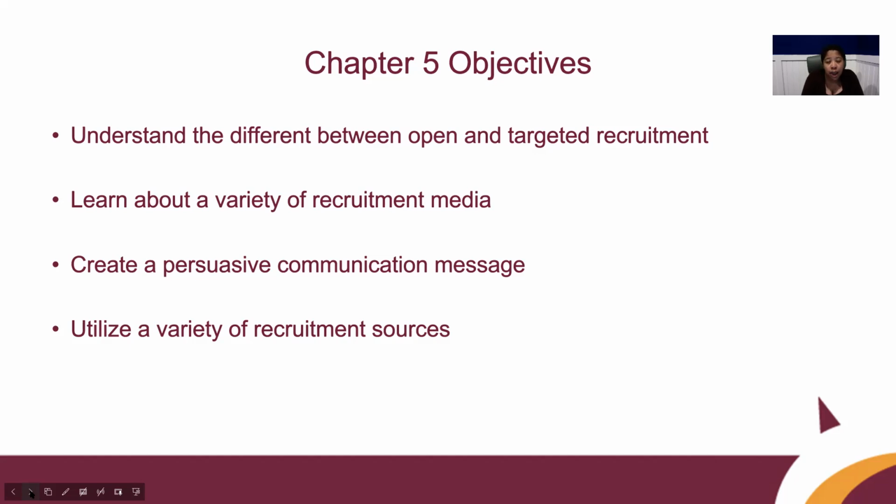We'll actually look at a communication message in recruitment and decide how we feel about that. And then lastly, we want to be able to utilize a variety of recruitment sources. And so we know as HR professionals, we can only get so much done in a day. And there are a variety of different sources that we can use in addition to social media that can help us to recruit, especially when we're talking about external recruitment.